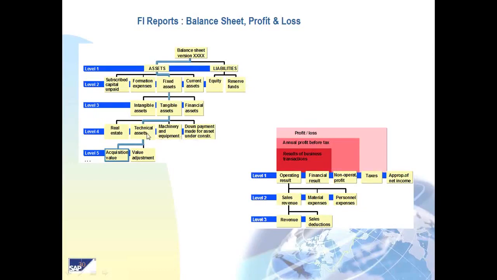For technical assets, again we can maintain the asset values, that is acquisition values, and value adjustment, that is accumulated depreciation. The last node should be linked with the GL masters. So for all the nodes required for drill down reports, the last node should be linked with the GL masters. Similarly for the profit and loss account, so many levels are possible. There is no hard and fast rule to maintain the levels. Based on the business requirement, you can maintain the levels.